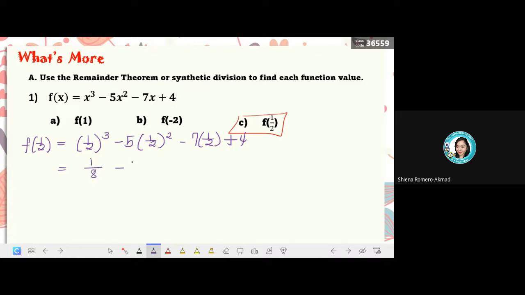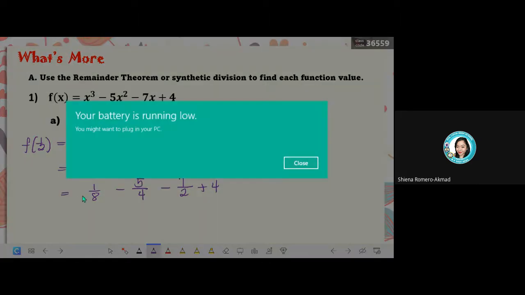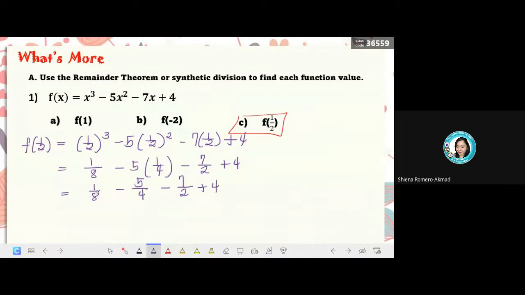While here, we have negative 5 times 1/4. And this is 7 times 1, 7. Denominator is 2, plus 4. So we have 1 over 8, but equals, dapat minus, minus 5 times 1 is 5. And denominator is 4. Minus 7 halves plus 4. As you can see, the denominators are all different.